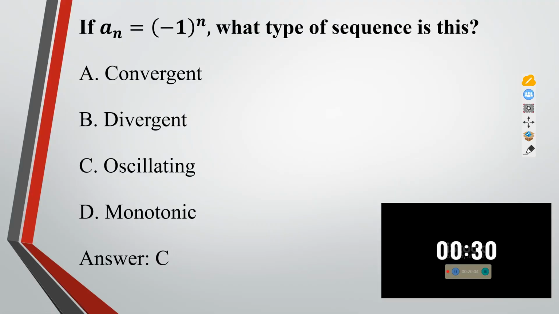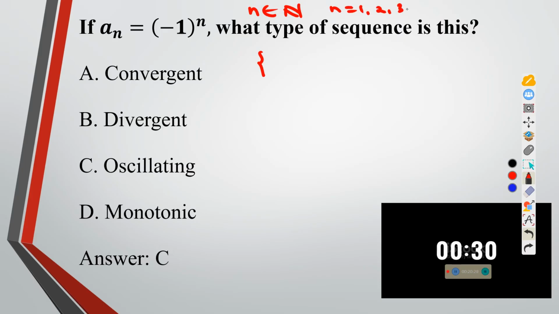If n is equal to that, what type of sequence is this? Oh, we have the answer there already. This sequence here is actually oscillating. The reason is, when you look at such a sequence, we are talking about n picked from the set of natural numbers, so start from n equal to 1, to 2, to 3, and get the sequence.